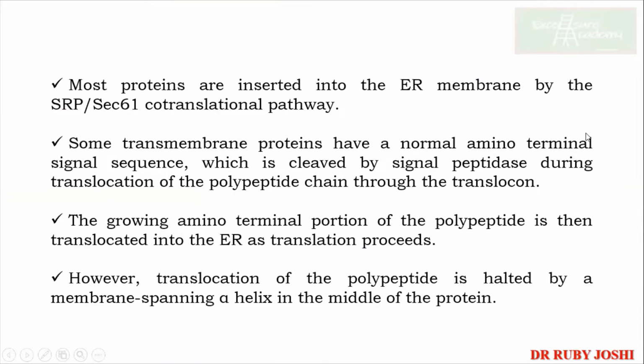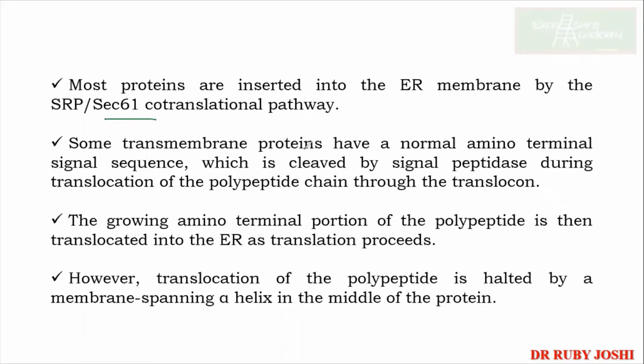Okay. Now most proteins are inserted into the ER membrane by the SRP Sec61 cotranslational pathway. Remember, like yesterday I was telling, slowly we'll introduce the name of the translocon in which the proteins get translocated from the cytoplasm. The ribosome and mRNA, with the help of the SRP, go to the SRP receptor, and then the newly synthesized polypeptide goes into the translocon. The name of that translocon here is Sec61, the normal one which we always talk about.